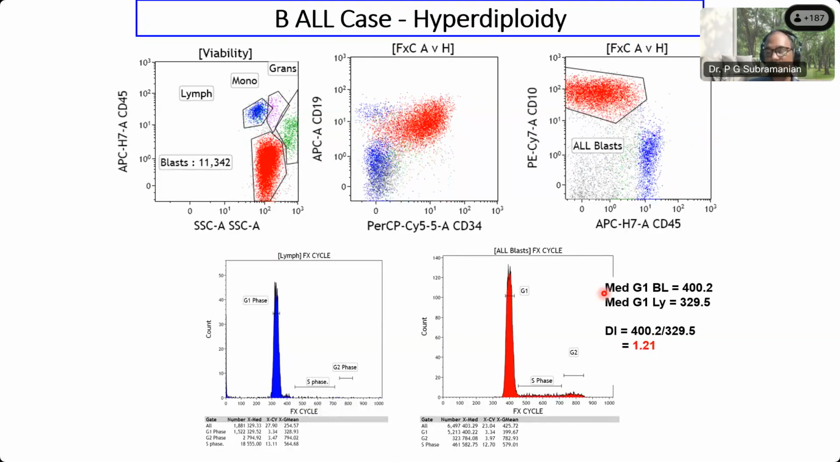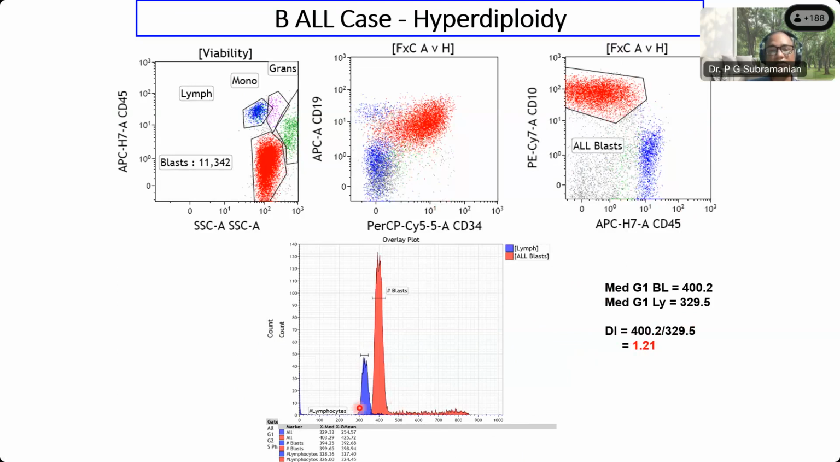Similarly, for hyperdiploidy, again you have blast and lymphocytes. So lymphocyte peak, blast peak, your ratio is 1.21. So when you merge, if you look at it, the lymphocyte peak is here and your blast peak, the G1 peak, is to the right of the lymphocyte peak. That means the blasts have more DNA at G1 phase than the lymphocyte. So since they have more DNA, they are hyperdiploid. More DNA means more chromosomes. So hyperdiploid is one category of B-ALL, one of the diagnoses of B-ALL. So hyperdiploidy can be detected by this ploidy analysis.